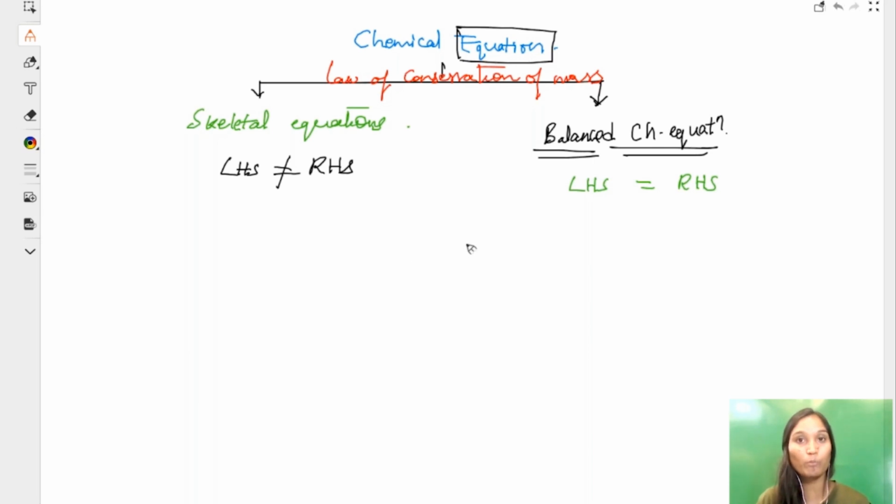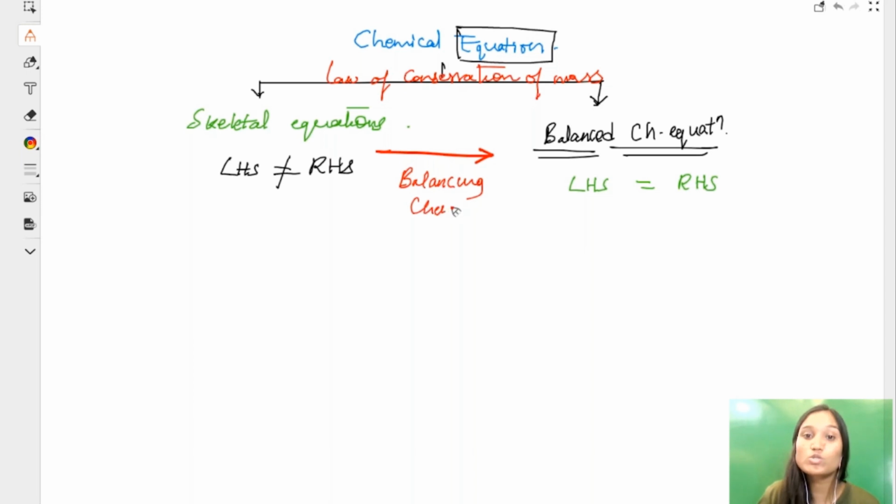But then how do we make them obey the law of conservation of mass? That happens by a phenomenon called balancing chemical equations. We call the phenomenon of converting skeletal equations into balanced chemical equations balancing. How many of you have already heard about balancing chemical equations, which is one very crucial topic as far as class 10 and class 11 are concerned? So the conversion of a skeletal equation into a balanced chemical equation is called balancing the chemical equation.